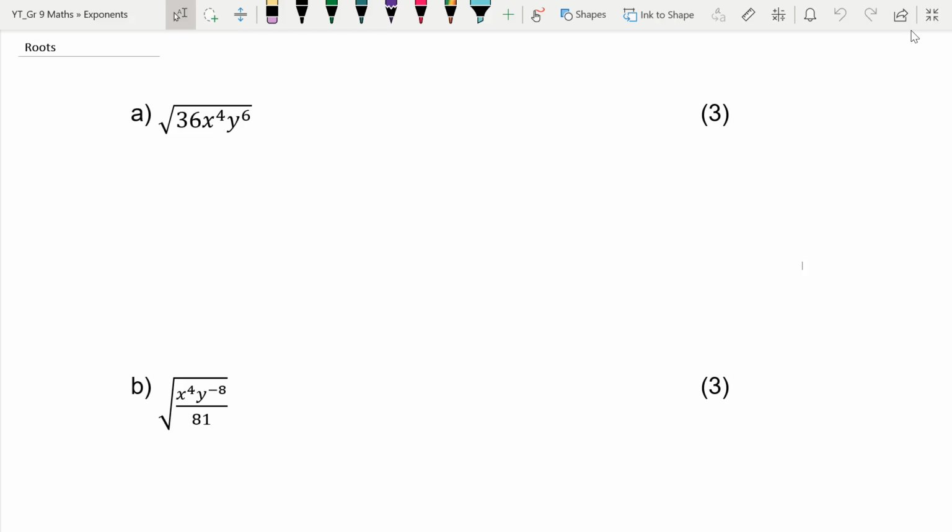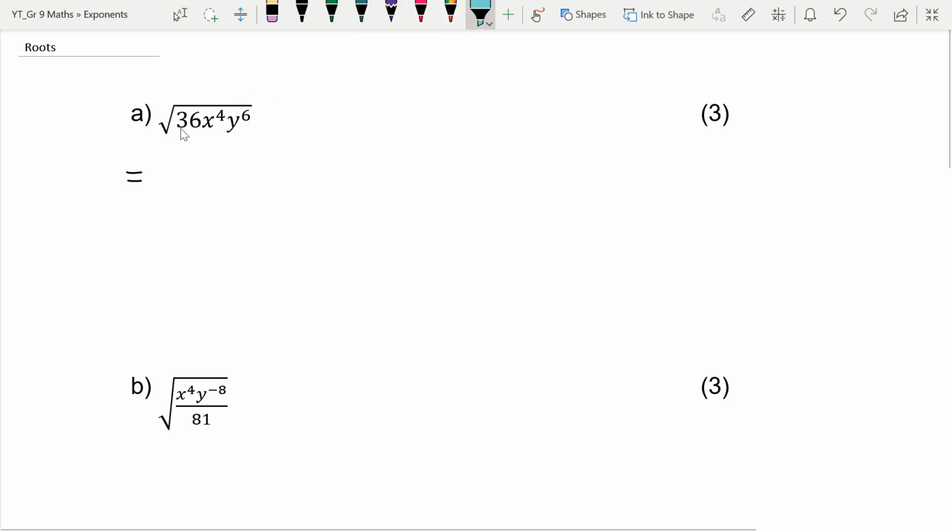In this example, we are going to be focusing on roots. We're going to do 4 different examples. So let's go ahead. You'll also find these in your workbook. All right, so what is going on over here? We need to know our square root laws, but we'll talk about that as we go with every single example.